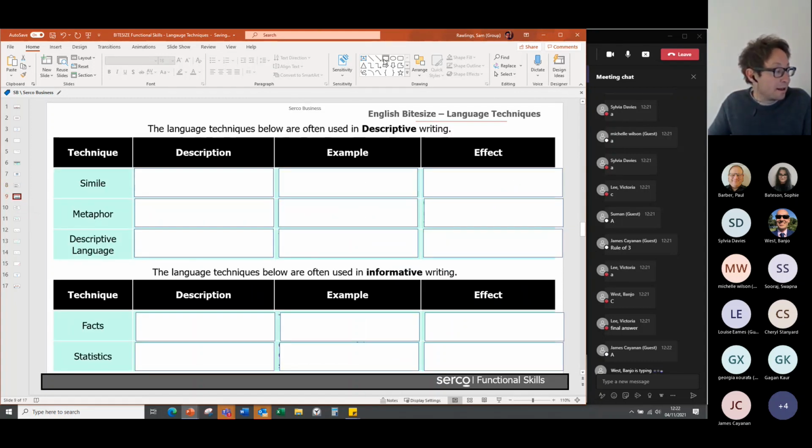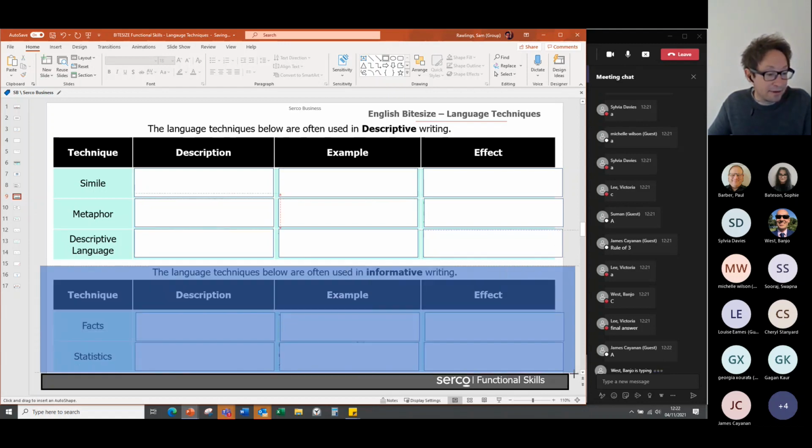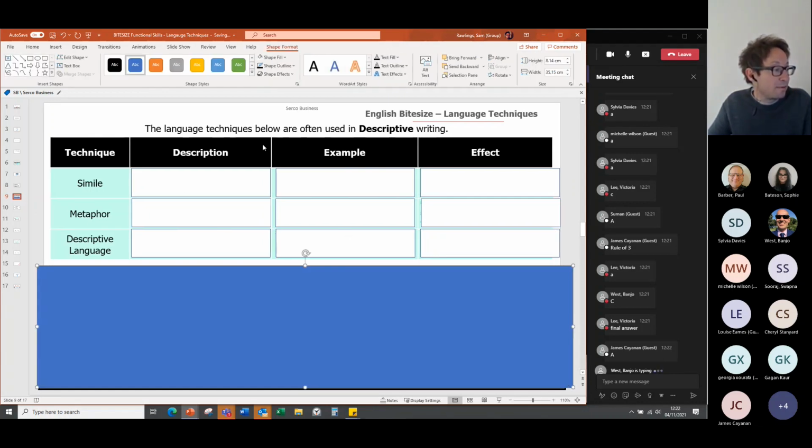So what we're looking at here, I'm just going to break this down a little bit. I'll just cover that up for a second. So what we're going to start off by looking at are some language techniques that are used in descriptive writing. So descriptive writing is all about building a picture in the reader's mind. Descriptive writing might be something like a fiction novel, or a review of a restaurant where the writer's describing the food or the atmosphere in the hotel and things like that. So in descriptive writing, you often find these techniques: similes, metaphors, and descriptive language. So this might remind you of the sort of stuff you did at school for English.